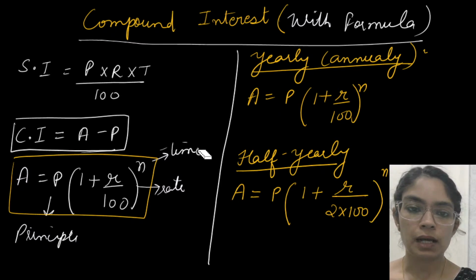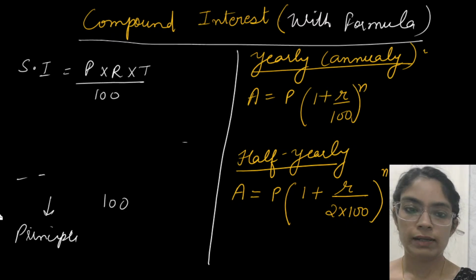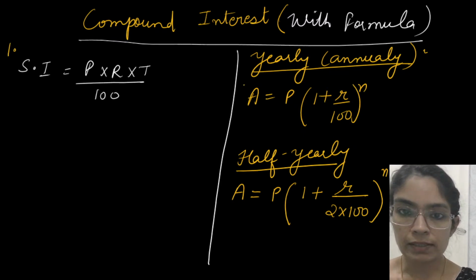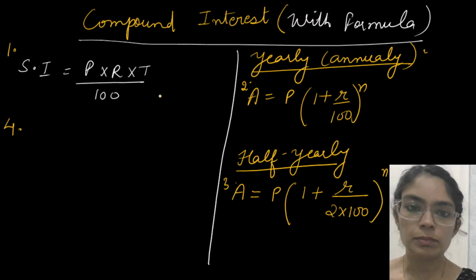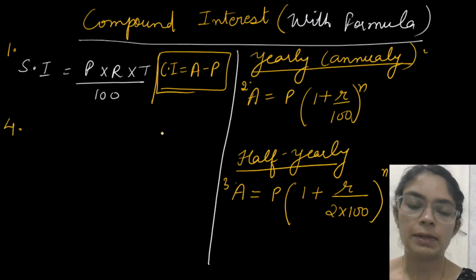Here one more formula I'll give you. The formula of simple interest you already know. Compound interest is the second formula, this is the third formula, and the fourth one: CI equals A minus P, which I have also given to you. Compound interest is equal to amount minus principal.